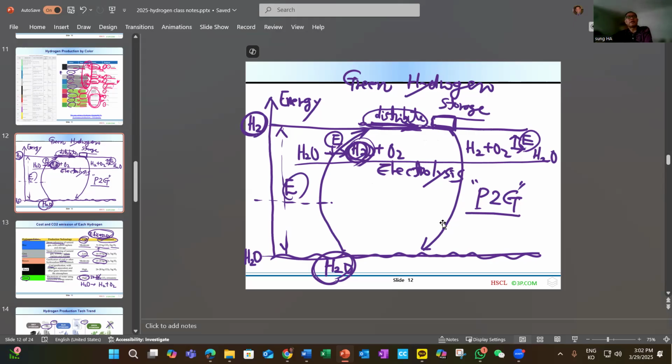In using it, we take this hydrogen and react it with oxygen, giving us water and then energy out. So this is a reverse procedure, and this procedure is a fuel cell. So electrolysis, and this is a fuel cell. As you can see, the output will be the H2O, and then there will be the energy. And then this concept nowadays is P2G, power to gas.